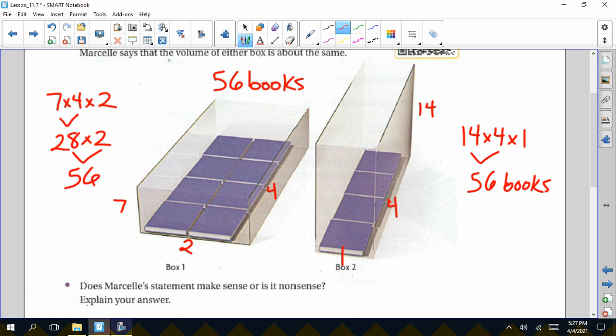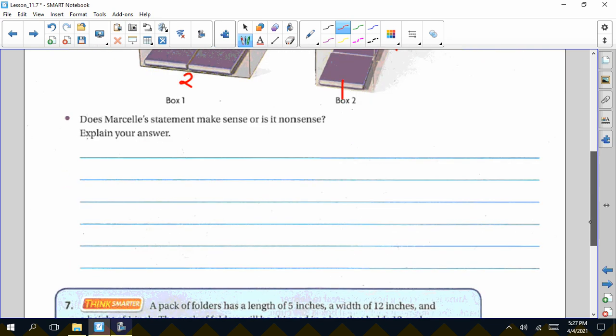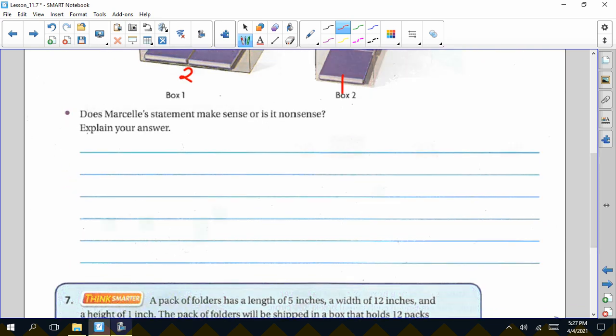Because both boxes hold 56 books, does Marcel's statement make sense? Yes. Because both boxes hold 56 books.